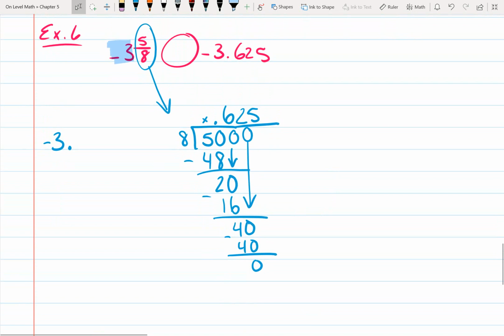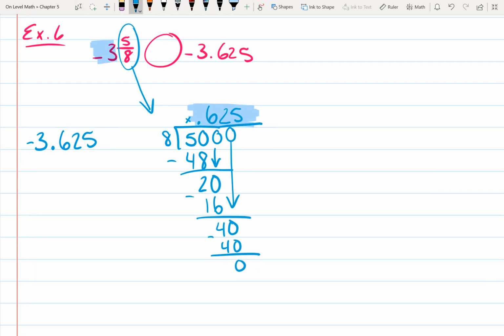Alrighty, which means we're finished with that division. But we're not really finished. We've got to tack this decimal back onto our original over here. So it is -3.625. So now I'm going to rewrite our inequality, -3.625, and I'm comparing it to -3.625. So awesome, same number, which means they are equivalent.